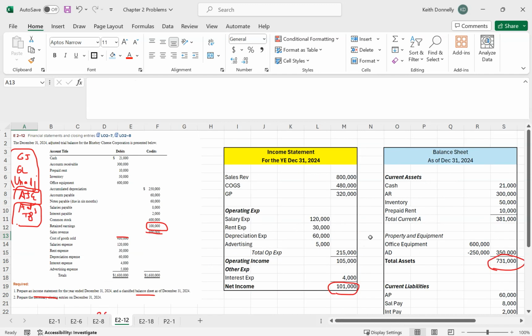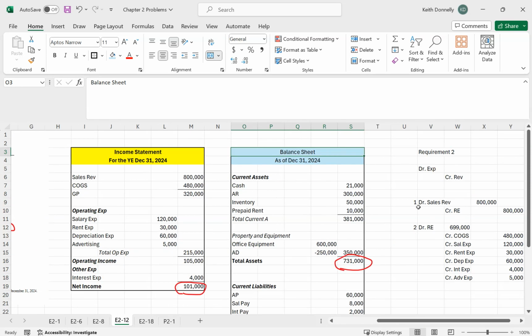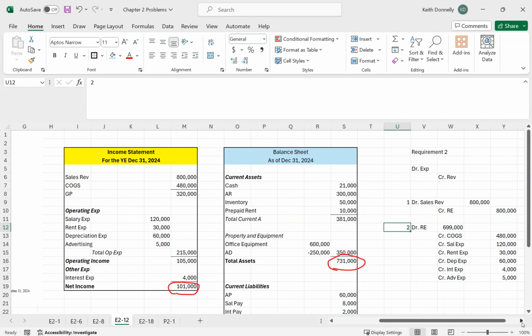Okay, so again, requirement 1 and 2, prepare an income statement and balance sheet. Income statement, balance sheet. Requirement 3, prepare the necessary closing entries. There we go, 1 and 2.